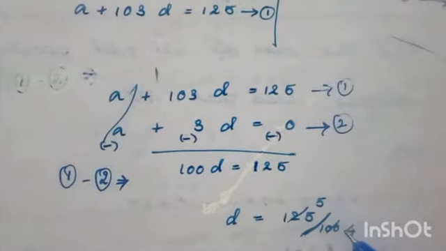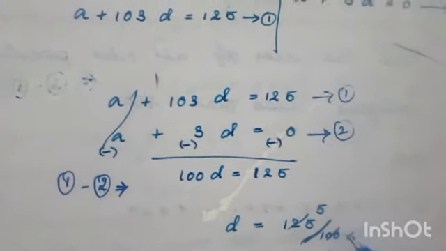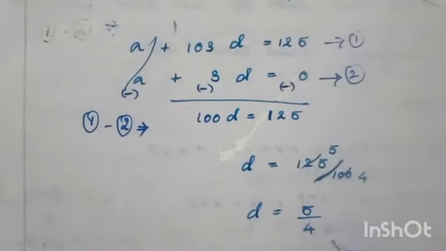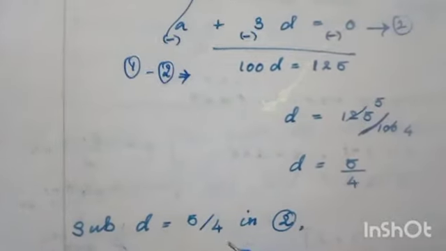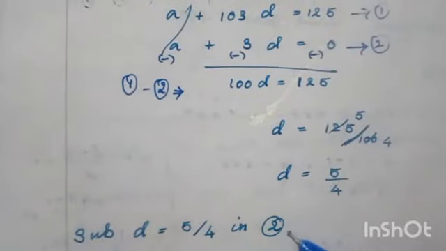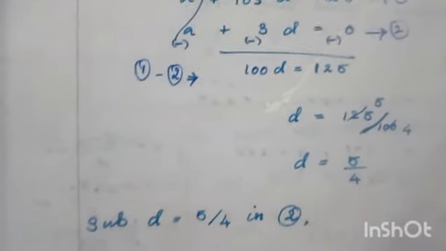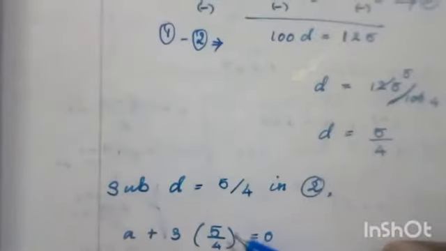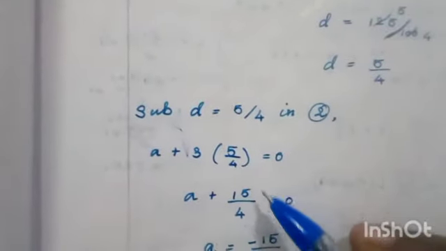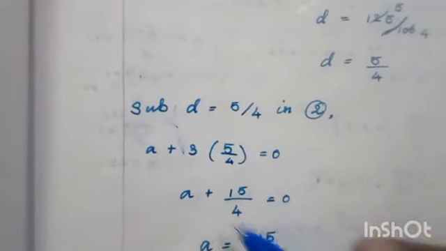Suppose you want to use a small table, it takes 2 or 3 steps. So d equal to 5 by 4. So now substitute the d value, d equal to 5 by 4 in equation 2. For any one of the equations we can follow. So substituted here in 2. So a plus 3 into 5 by 4 equal to 0. So that is a plus 3 into 5, 15 by 4 equal to 0. This one you have to transpose to this side. It becomes a equal to minus 15 by 4.